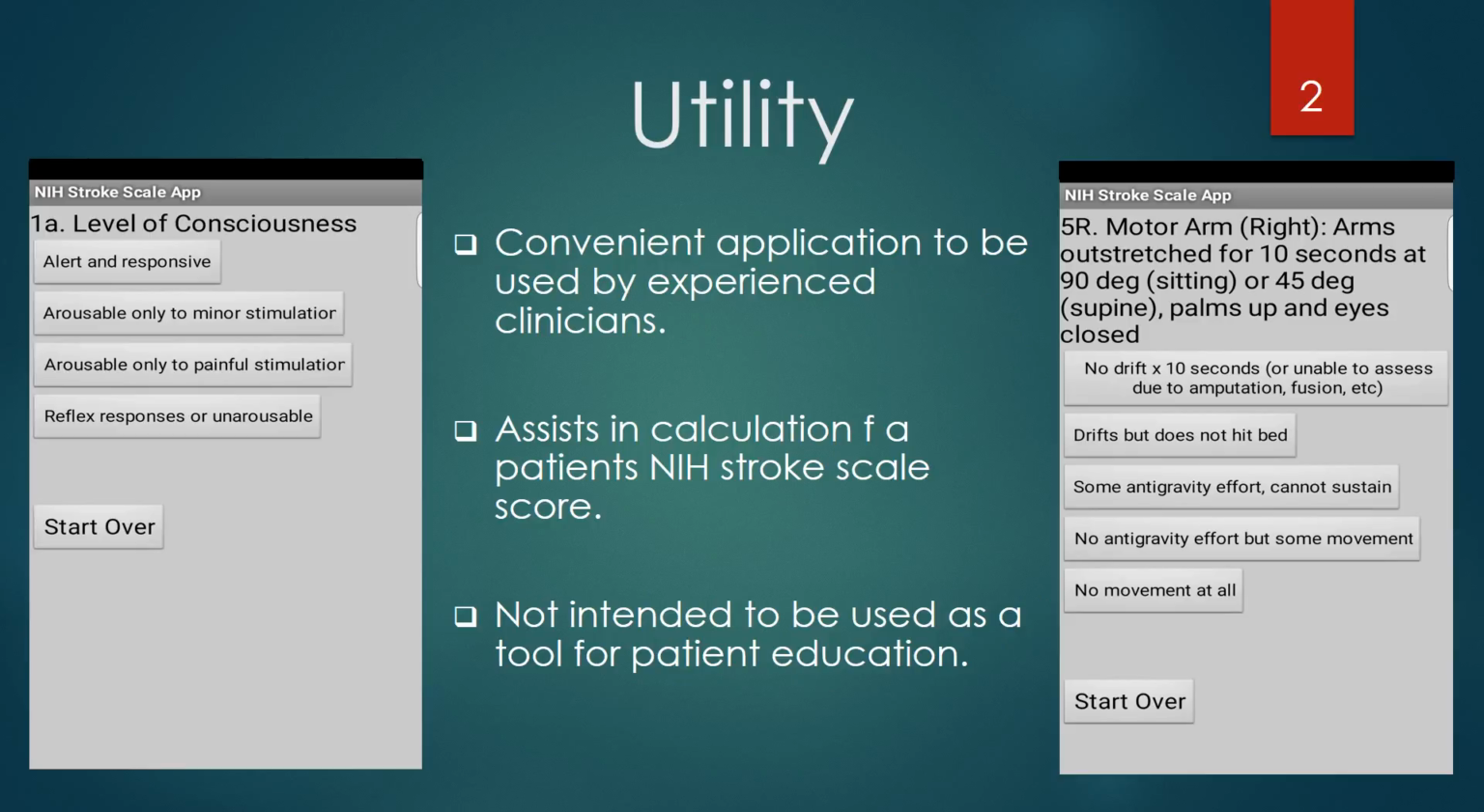The NIH Stroke Scale app is convenient and suitable for RNs in emergency, intensive care, and neurologic science units. It assists the RN in calculating the patient's NIH Stroke Scale score. This score helps identify the stroke severity, as well as possible location of injury in the brain. It is not intended for patient education, but could prove useful in educating RNs in proper NIH Stroke Scale assessment and technique.